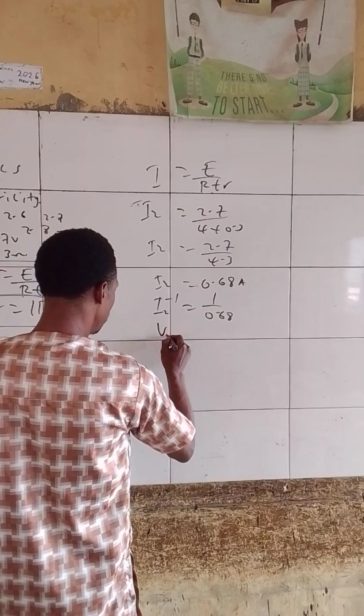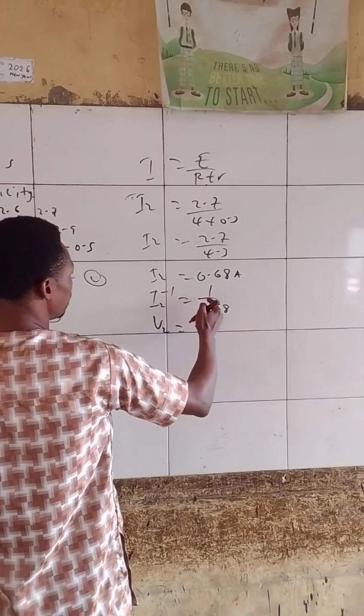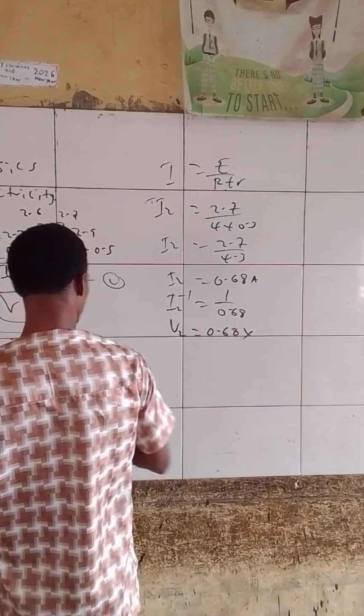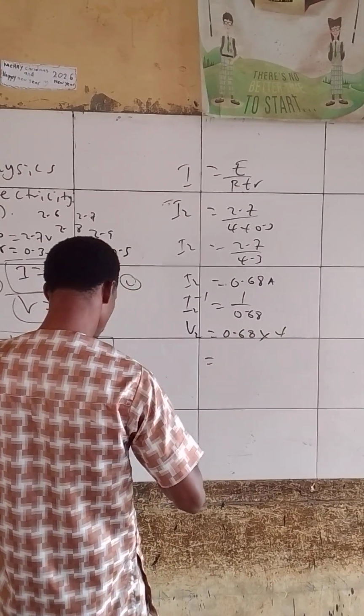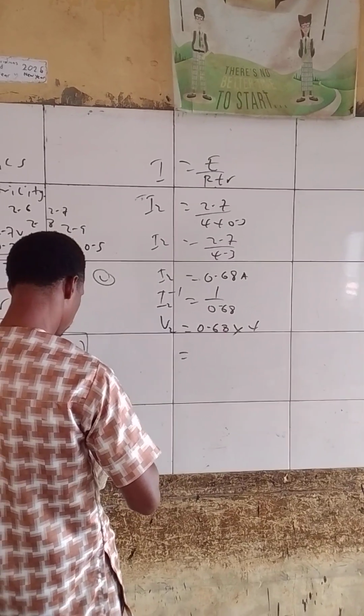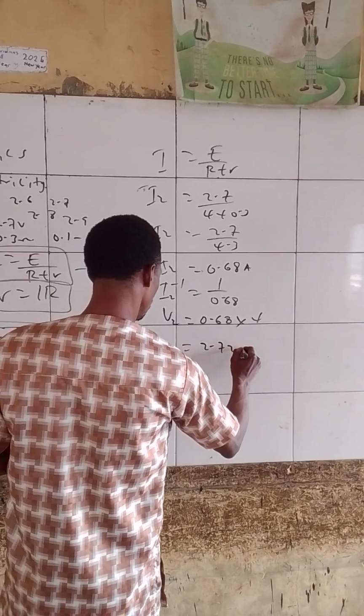So I'll find my voltage now. My V2 is IR. What is my current I'm using now? I'm using 0.68 times R. What is my R? I'm using 4. So that is 0.68 times 4. That gives me 2.72 volts.